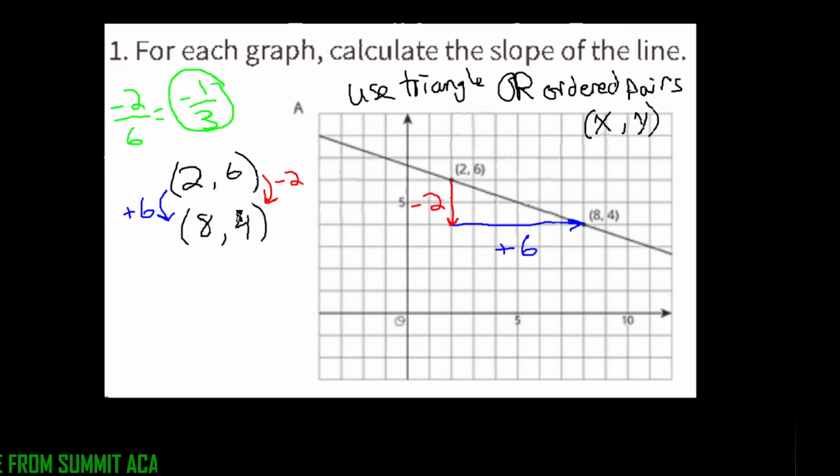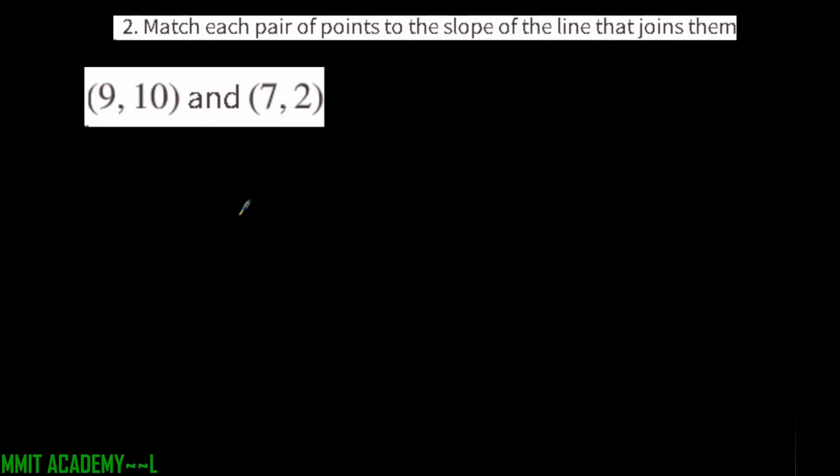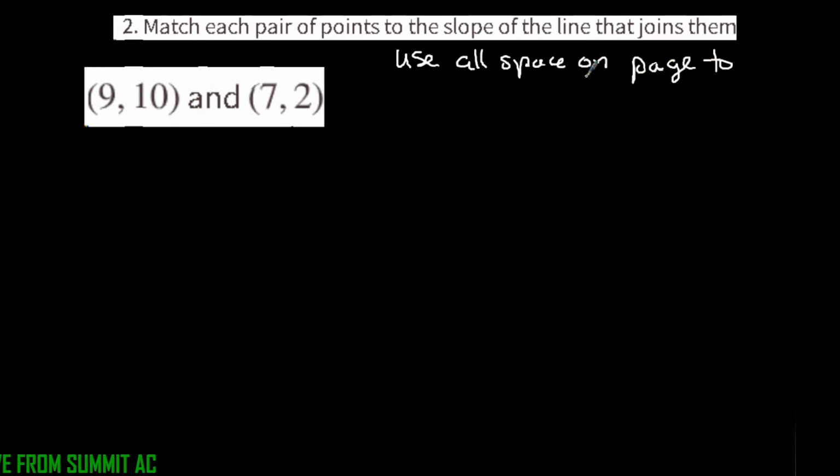On number 2 on the back, the directions are match each pair of points to the slope of the line that joins them. So what you're doing is you're finding the slope of these points, and notice how there is no graph, so I can't do the triangle method for this one, but luckily I have another way of solving it. So what I'm going to do is this. I'm going to write my 2 ordered pairs. So again, feel free to use all the space on the page to write to show work.